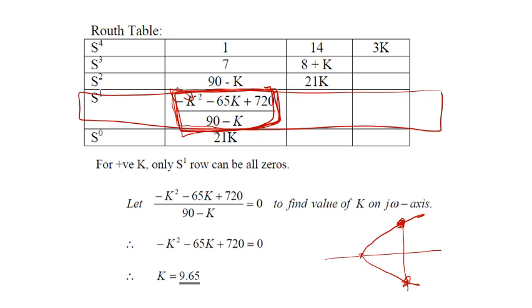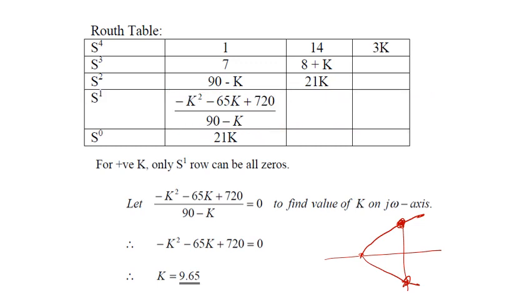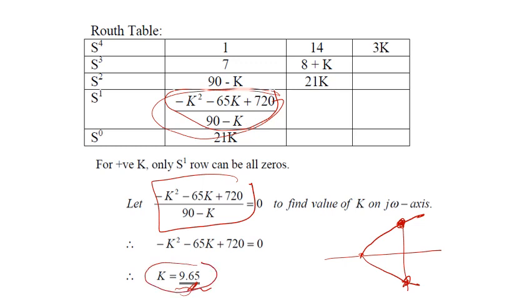And once I get a row of zeros, we know we have something called an even polynomial, or we can say we reach the j omega. So what is the value of k which will give me the j omega? To calculate it, we make all this item equal to 0. From there, you calculate and find that k will be equal to 9.65. When k equals 9.65, this item equals 0. That means for k equal to 9.65, we will get a row of zeros. When the gain equals 9.65, we will reach this point.